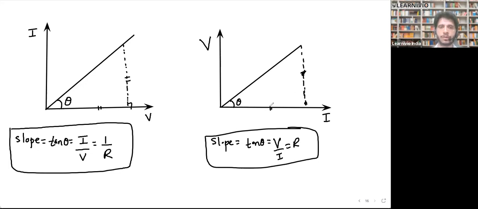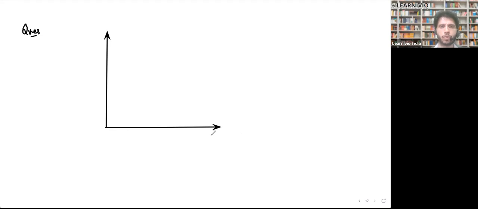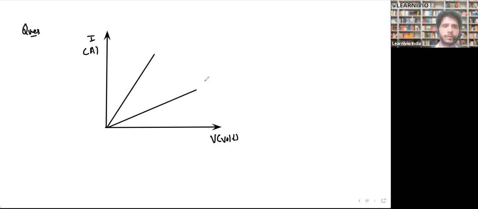So done. Okay, I'm giving you a basic question. So you have this V versus I graph. This is voltage in volt and I have current in ampere. I'm drawing two graphs for two conductors, conductor A and B. This is for conductor A and this is for conductor B. This angle is 30 degree and this angle is 60 degree.